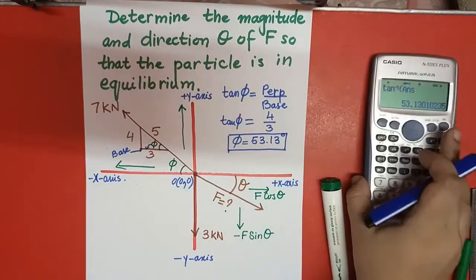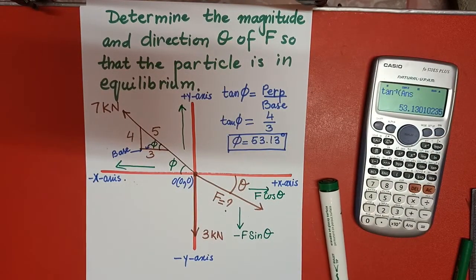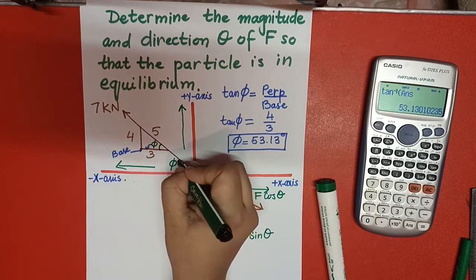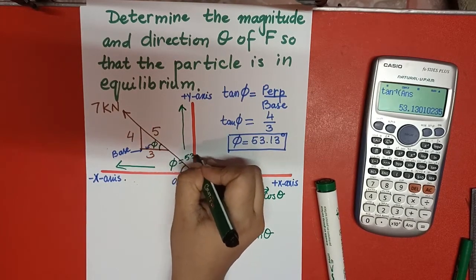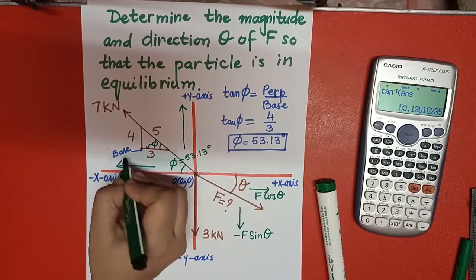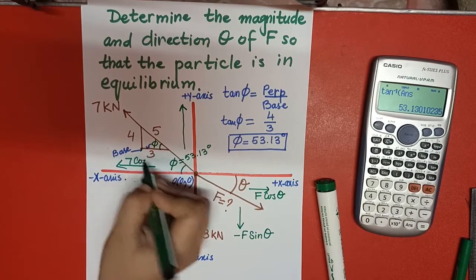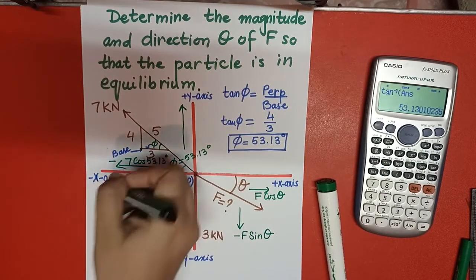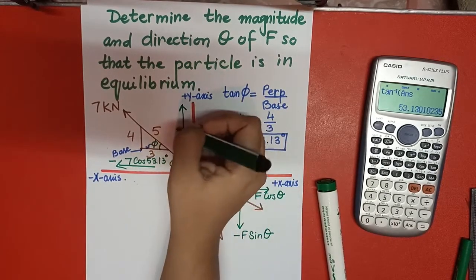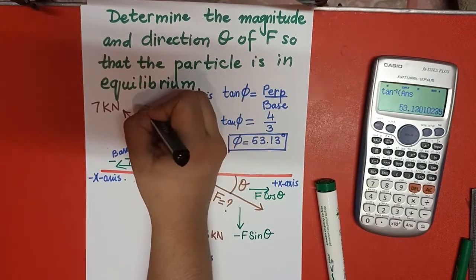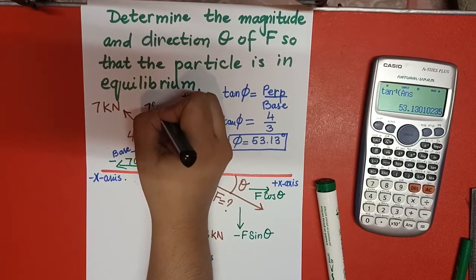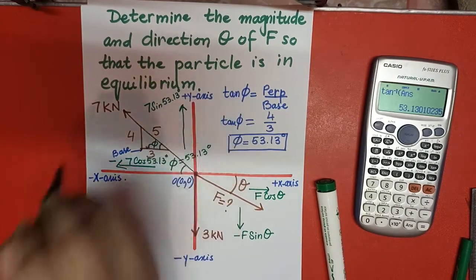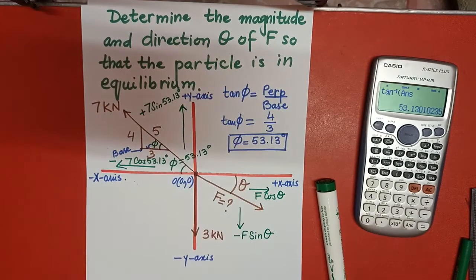Next, I have to break the components of the 7 kilonewton force. How can I break it? The value of phi comes out to be 53.13 degrees. So I write 7 cos 53.13 degrees, and it should be negative because it is parallel to the negative x-axis. Then I take 7 sin 53.13 degrees, and it should be positive because it is parallel to the positive y-axis.